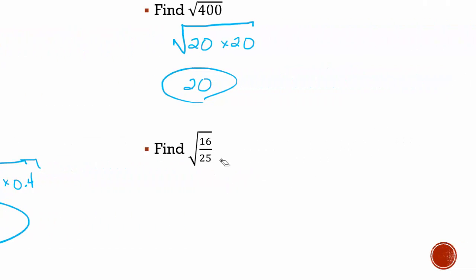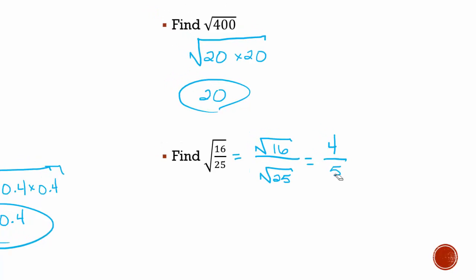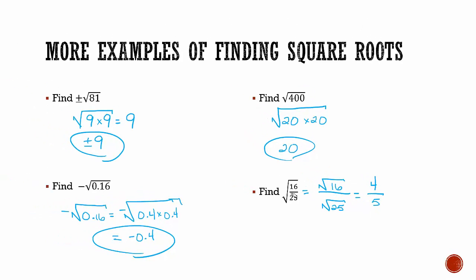And finally, we have a fraction. So if we wanted to find the square root of 16 over 25, we would treat this just like we did all the others. And this is really the square root of 16 over the square root of 25. Well, the square root of 16 is 4. Square root of 25 is 5. So the square root of 16/25 is 4/5.